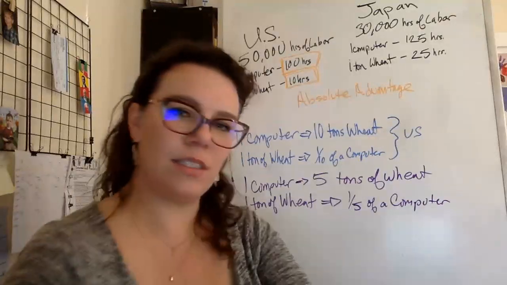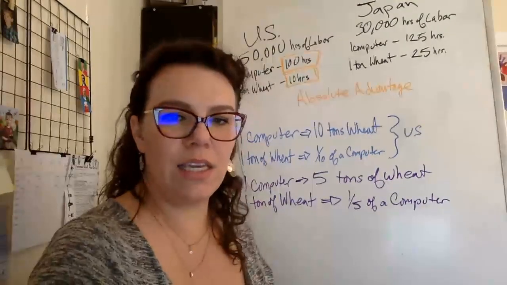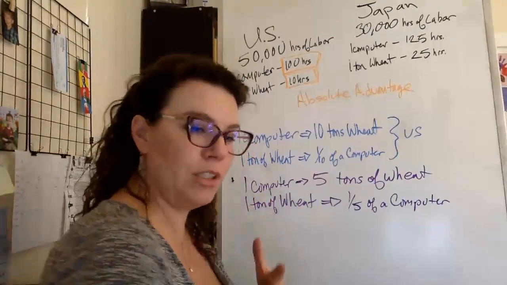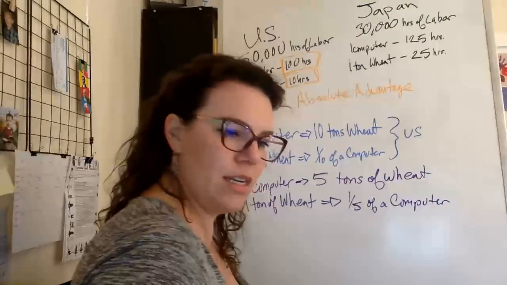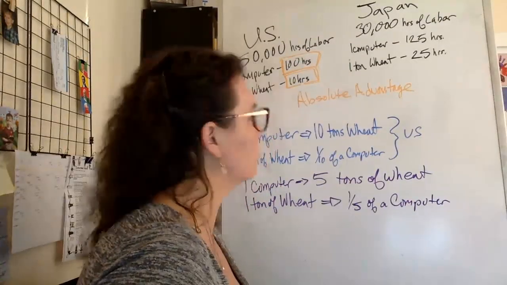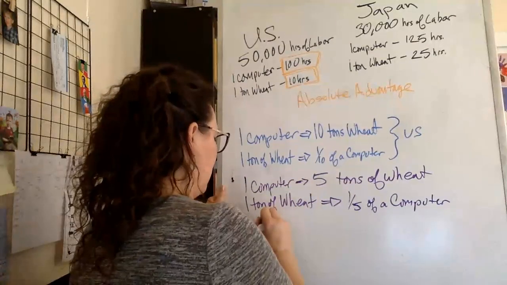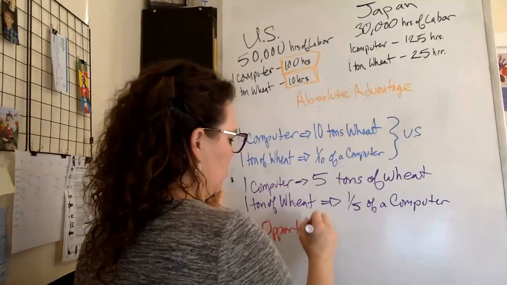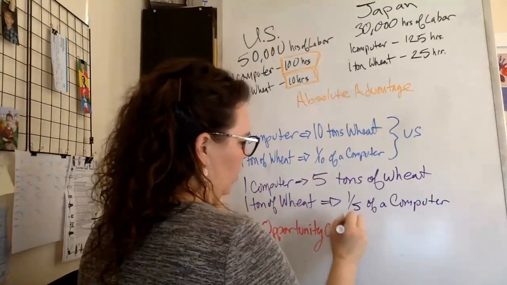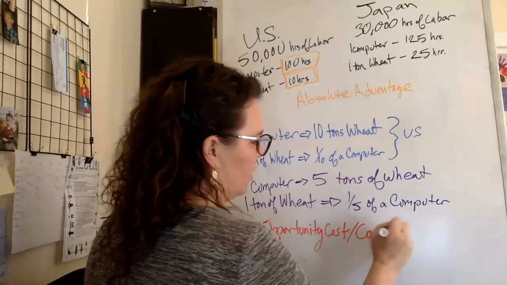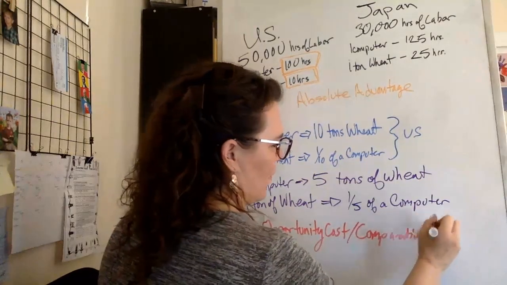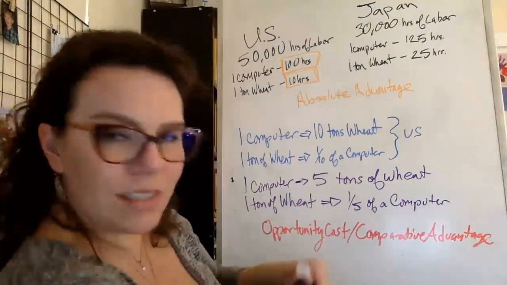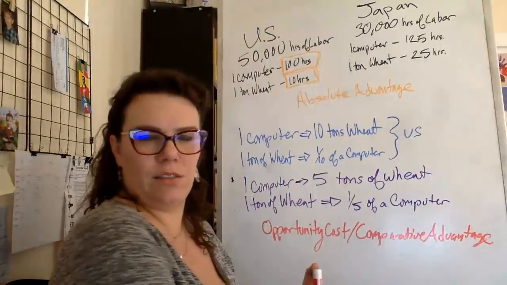The last part of this is now to see who has the comparative advantage. And comparative advantage is just producing at the lowest opportunity cost. So we want to see who has the lowest opportunity cost, which is known as the comparative advantage. And so we want to see who gives up the least.